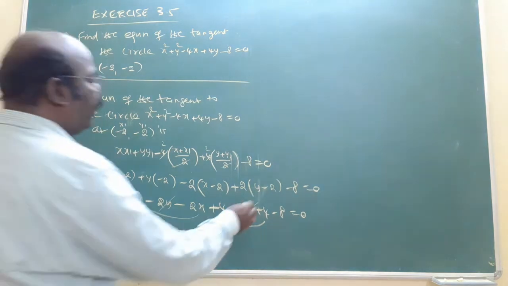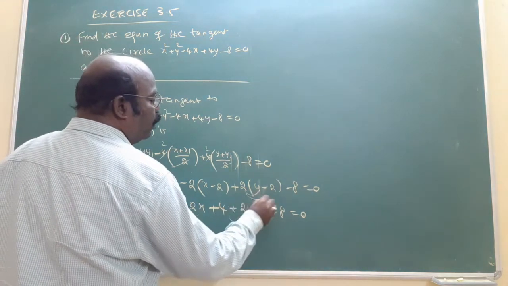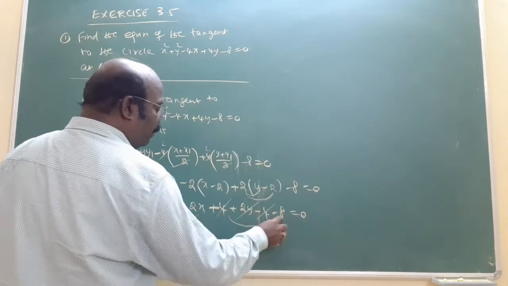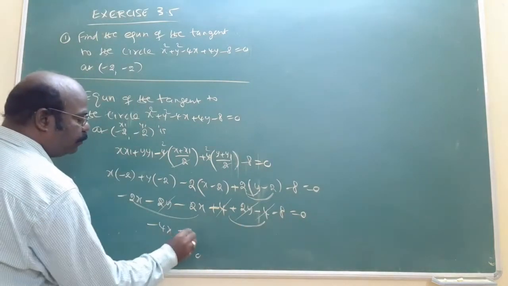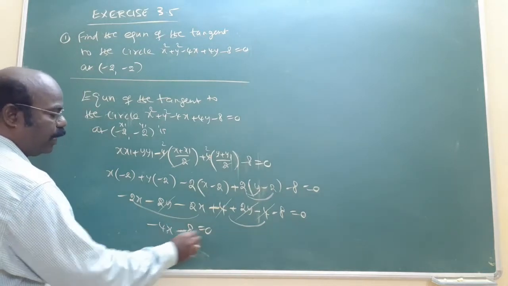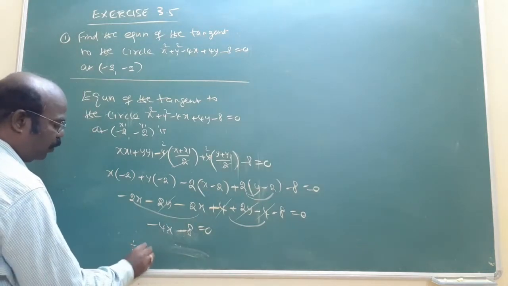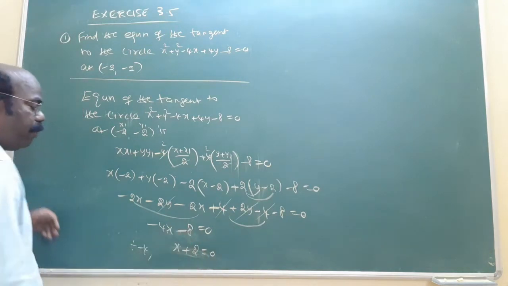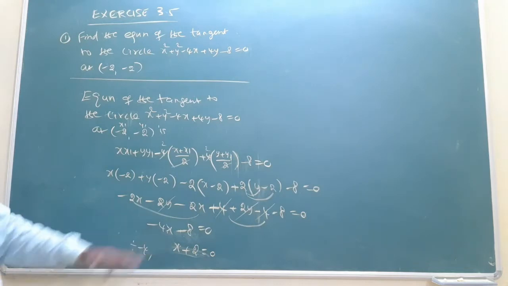Here, 2y, 2 into minus 2, minus 4. Am I right? This will be cancelled. What is the remaining? Here minus 8 is there, equal to 0. Here minus 4x minus 8 is 0, no? Divided by minus 4. What is the answer? X plus 2 equal to 0. This is the answer.